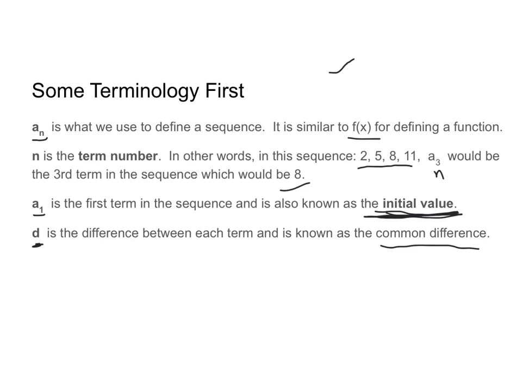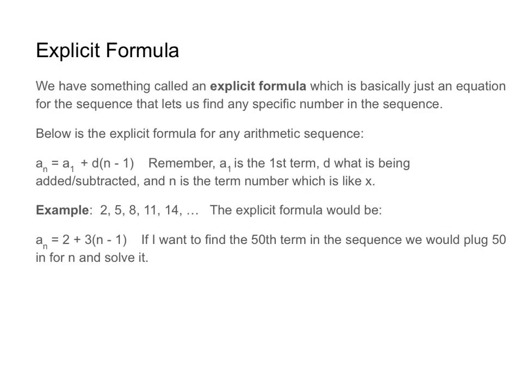So let's look at that on the next slide here. A sub n at the top here, that's our formula. The explicit formula is just an equation that lets us find any specific number in the sequence. If we look down below, this a sub n right down here is the general formula for an arithmetic sequence.